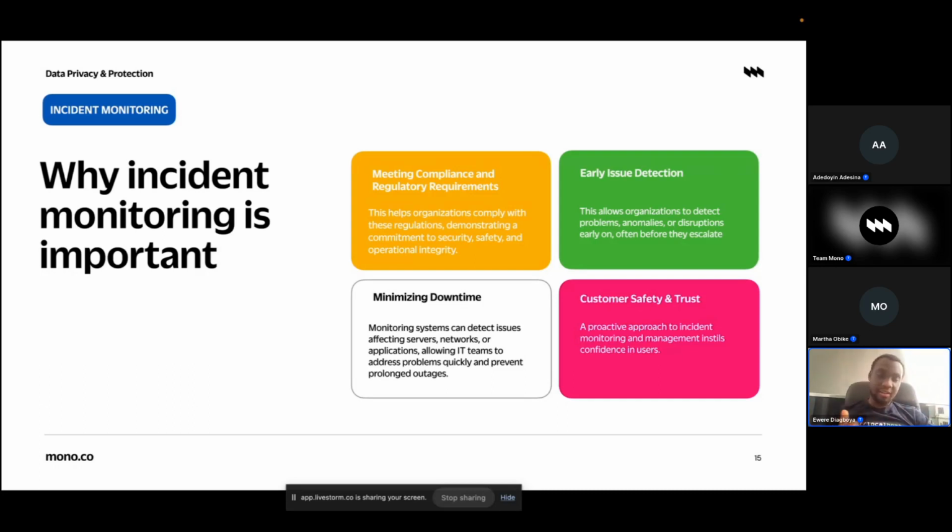But when you have early issue detection, you have systems that can help you predict and detect issues. We are already in the world of AI, and AI is already in a lot of tools and services. If you have some form of AI that can predict a downtime in your system, it means that you can plan ahead of time and make sure that that issue does not occur and cause any form of impedance to your customers. The next is it minimizes downtime.